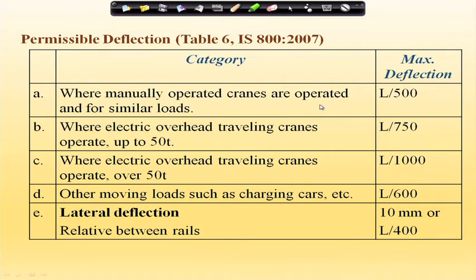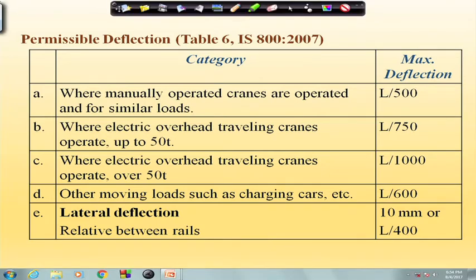Now, permissible deflection. So, that has been given in the IS 800 2007. In table 6 the permissible deflection has been defined there, which has been reproduced here, where for different categories the maximum deflection limit is cited, such as when the manually operated cranes are operated and for similar loads, the maximum deflection will be considered as L by 500, where L is the span of the girder, right.